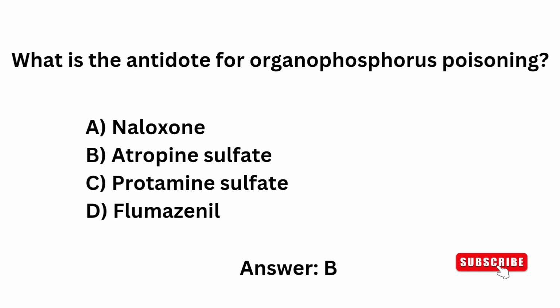Question number 10. What is the antidote of organophosphorus poisoning? Answer is B. Atropine reverses the cholinergic effect of organophosphates.